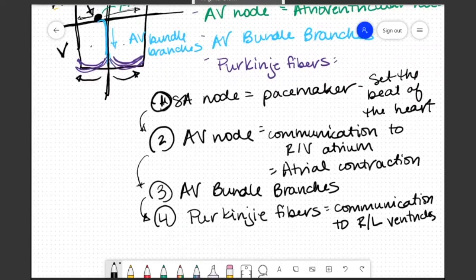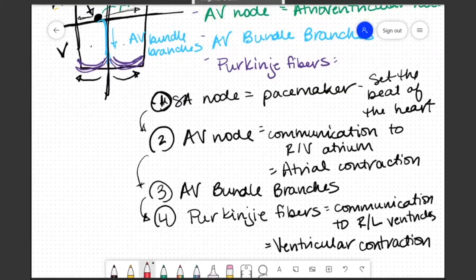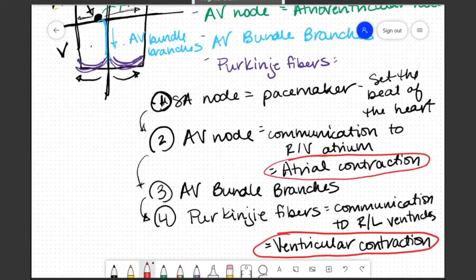And what happens with these Purkinje fibers when it gets this communication down to the right and the left ventricles, you will have something called ventricular contraction. So you're going to have the right and the left ventricles contracting at the same time. So this is the two-step process of your heartbeat, is atrial contraction and ventricular contraction. So you're going to contract your atrium, your right and your left muscles at the same time. Blood will get shoved down into your ventricles. Then you will contract your ventricles at the same time, and blood will get moved out of the heart.